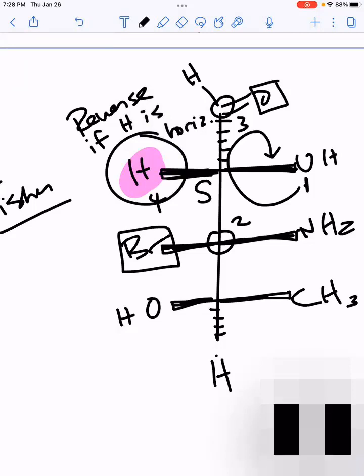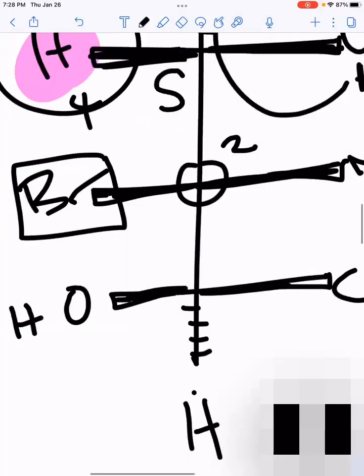Because anytime hydrogen is horizontal, you have to reverse that stereochemistry, just like we did up top. I thought it was going, never mind. That's clockwise. Okay. I was thinking the same thing. So y'all see it? Okay. Let's do the next one, the second one, which is right here.